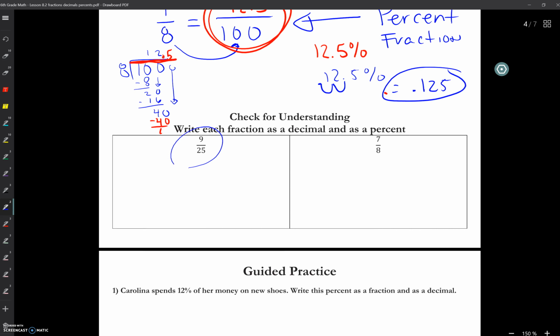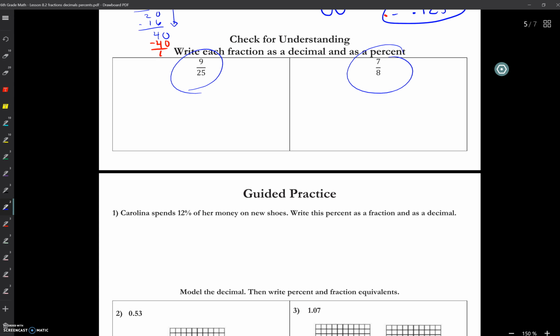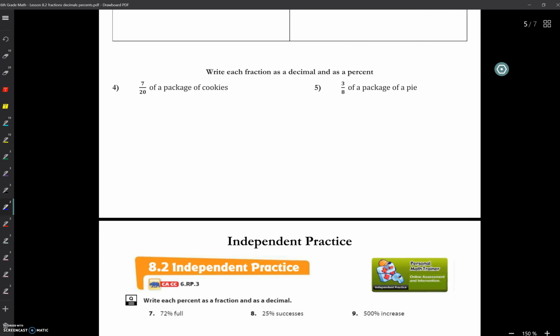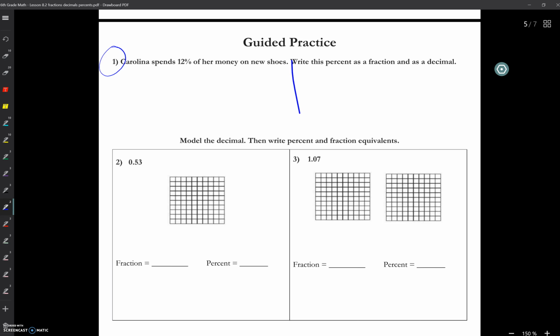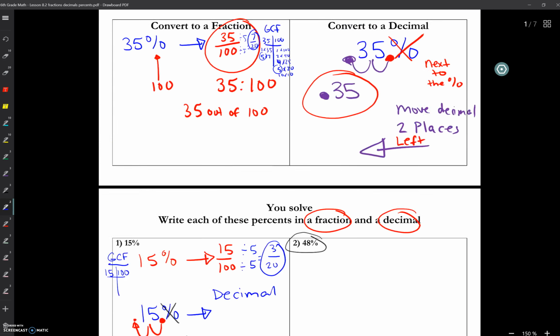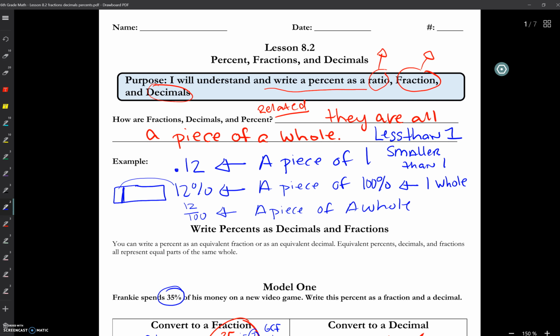Okay, I want to check for understanding. I want you to do question 1, question 2, and then I want you to complete all of these problems here, and then get into the independent practice. And if you have any questions, go ahead and ask Mr. Morales. I'll be here to support you on these questions. Go ahead and begin.